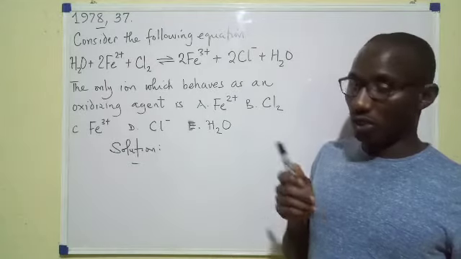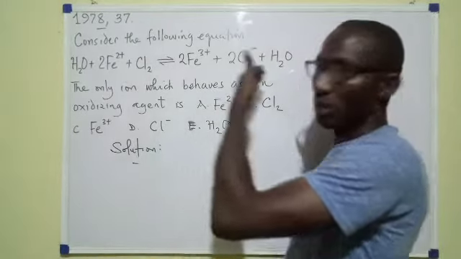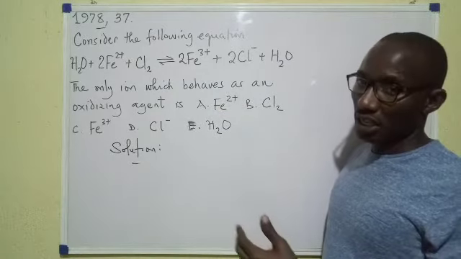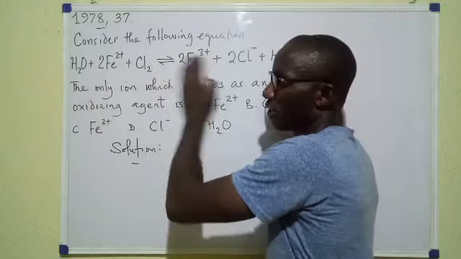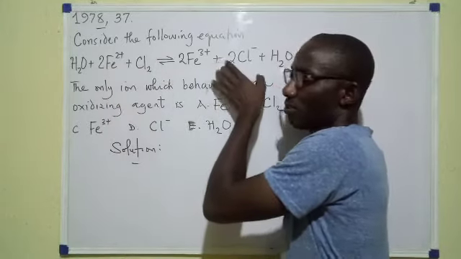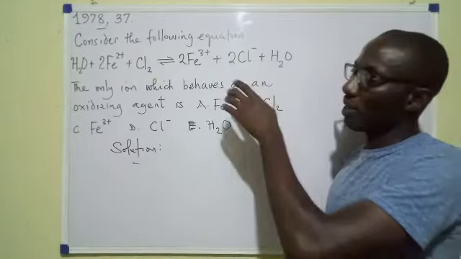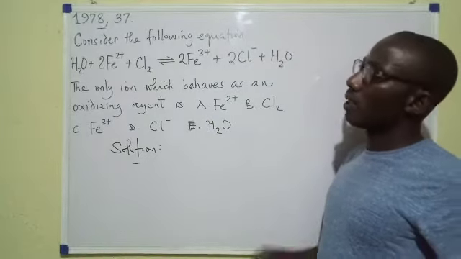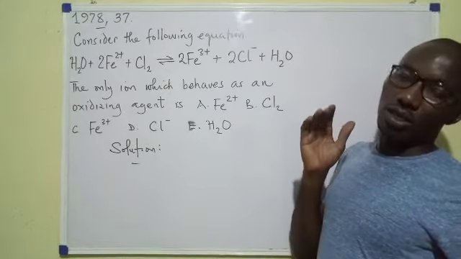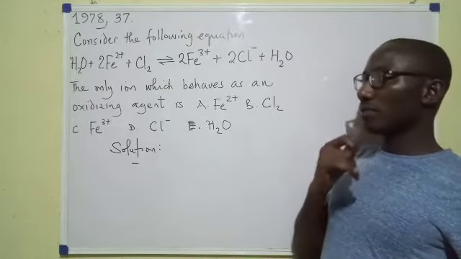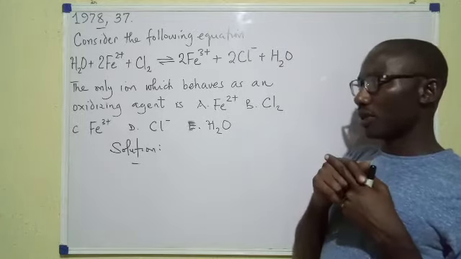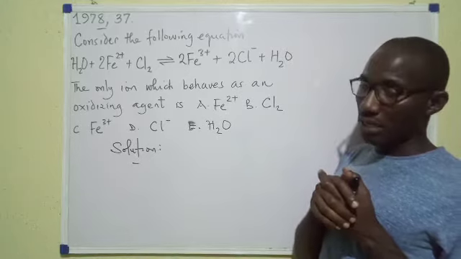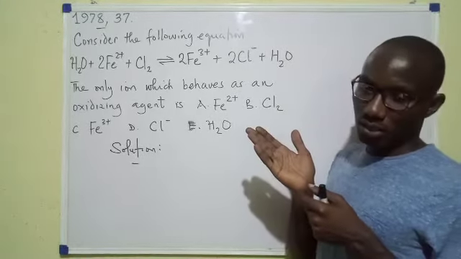We're given an equation in this question, and here is the equation. Note the reversibility sign. What that sign tells us is, in the forward reaction, we have these as reactants and these as products, whereas in the backward reaction, these are the reactants and those are the products. Now, having seen the equation, the rest of the question says, the only ion which behaves as an oxidizing agent is, and then we have options.